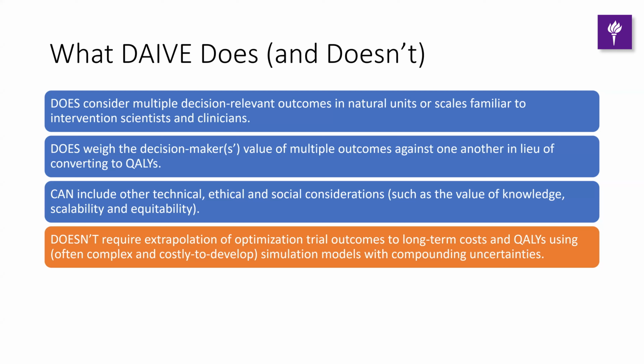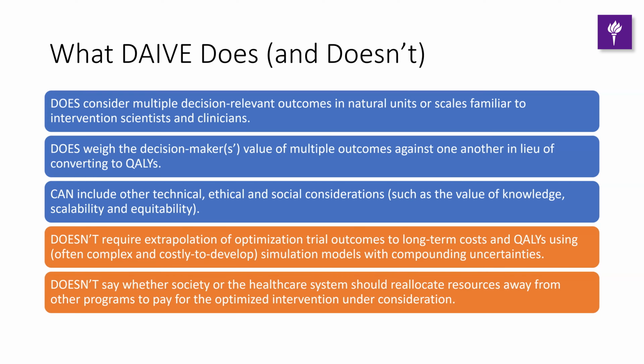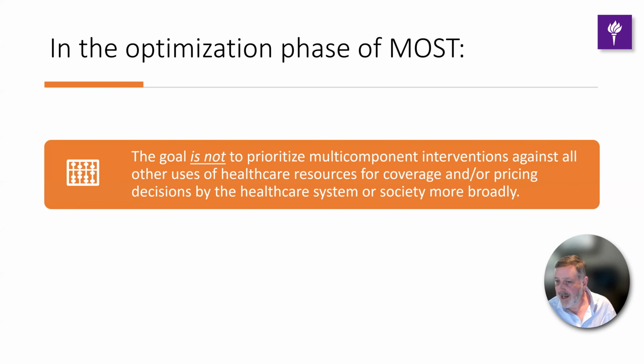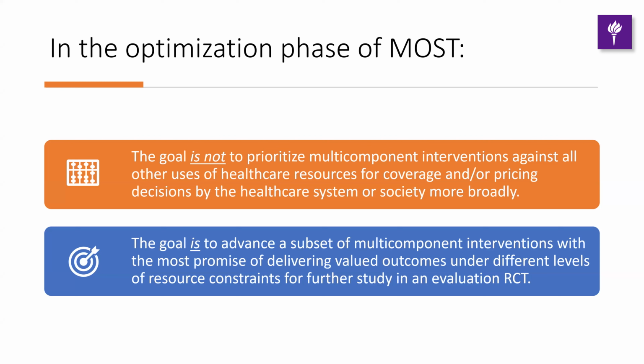It does not require extrapolation of optimization trial outcomes to long-term costs and QALYs using often complex and costly to develop simulation models that can often compound and magnify uncertainties that exist at the optimization phase. And it doesn't say whether society or the healthcare system should reallocate resources away from other programs to pay for the optimized intervention under consideration. That's a drawback. But yet, at the optimization phase of most, that's not really what we're trying to do. In the optimization phase of most, the goal is not really to prioritize multi-component interventions against all other possible uses of resources for all other conditions across the entire healthcare system. Its goal is to advance a subset of multi-component interventions that have the most promise of delivering valuable outcomes under different levels of resource constraints to be further studied in an evaluation RCT.